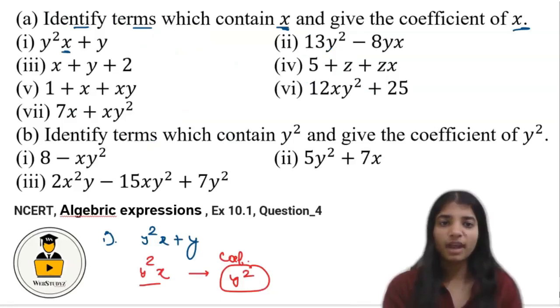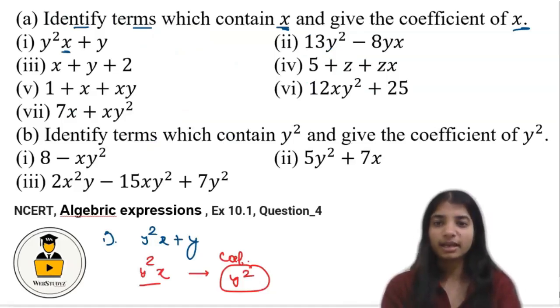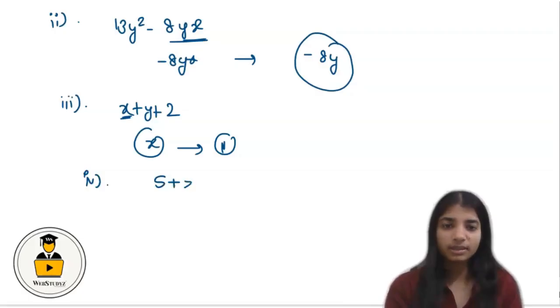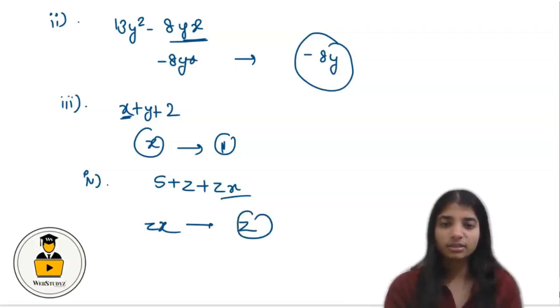Part fourth is 5 plus z plus zx. We have to find the term with x in this expression, and after that find the coefficient. So this is 5 plus z plus zx. The term containing x is zx, and the coefficient of x in that is z. So this is the answer to part 4.